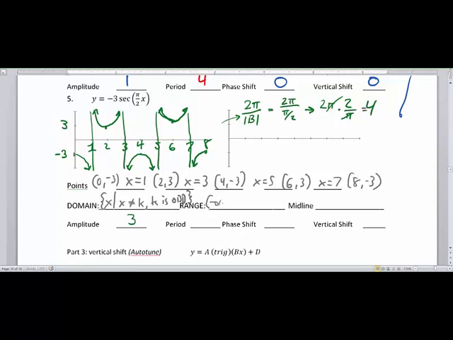Make sure you write these the correct way. Negative infinity to -3 bracket, union, bracket, 3. Make sure there's a negative in front of that 3. And then we're going to go from 3 to infinity, parenthesis. Now there's no vertical shift, so the midline is y equals 0. The period did change to 4, and the phase shift is 0.